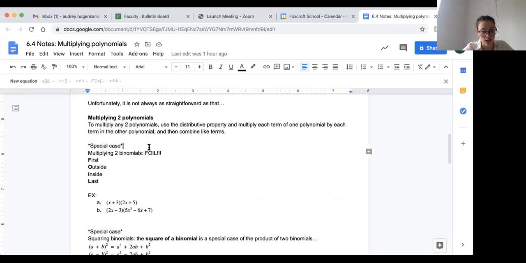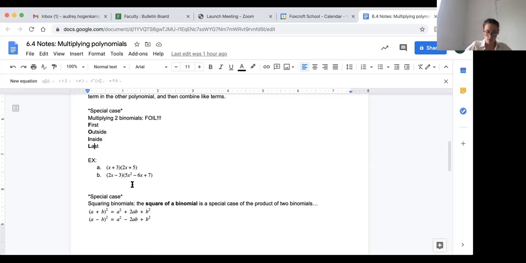So a special case here is when we're multiplying two binomials. Bi is 2, right? So that's when we have something plus something else, and that makes up our polynomial. When we have two of those multiplied together, there are 4 total terms, and we're going to use FOIL. You've probably learned about this: first, outside, inside, last. And I'm going to show you now how it works.